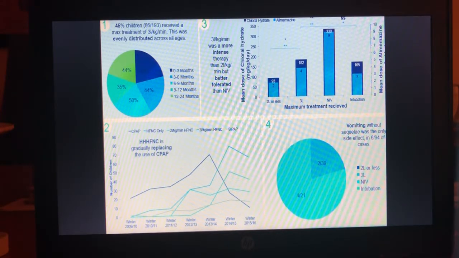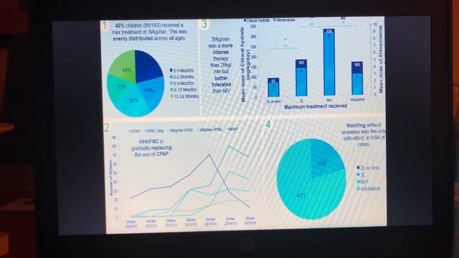So the interpretation from our point of view was that patients needing NIV were having really quite high doses of sedation to help them tolerate the treatment, and this was halved if they were having 3 litres per kilo per minute. That's quite a significant difference, and the implication of that becomes a bit more relevant when we look at graph number 2.